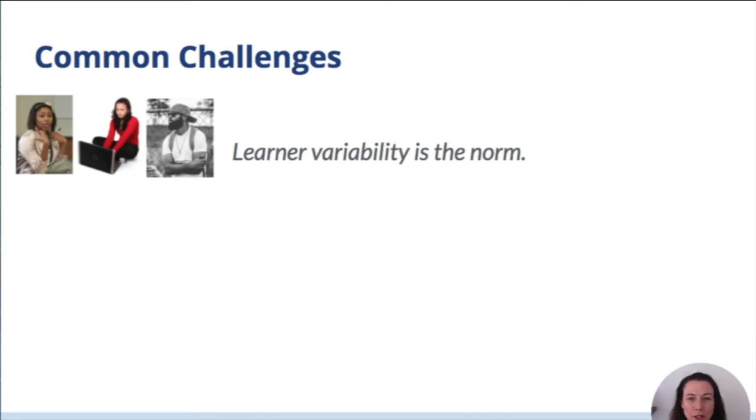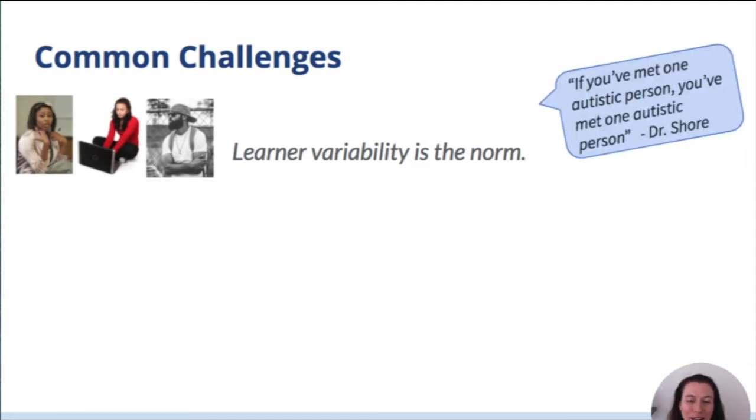First, it's important to really start from the foundation that learner variability is the norm, and all of our students are incredibly varied. So we can talk about some common challenges and common characteristics of English learners and students with disabilities, but there is no one profile for a certain type of student or for a certain type of disability. I think Dr. Shore says it best when he said, if you've met one autistic person, you've met one autistic person. With that in mind, we are going to look at some common challenges and some ways to support those common challenges, but keeping in mind that our students are highly diverse, it's important to think about what will work for your students in your context.